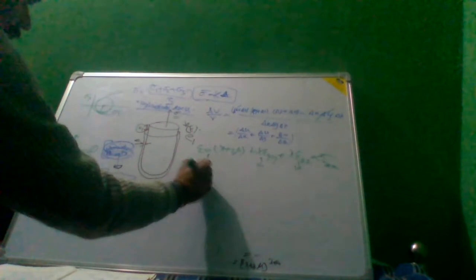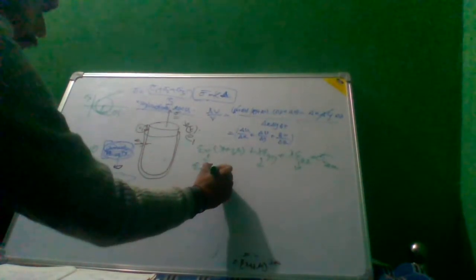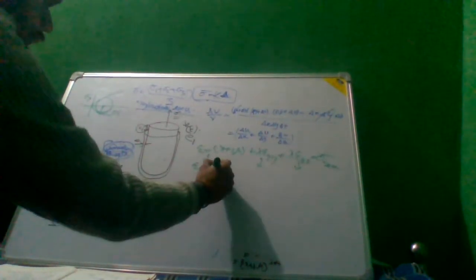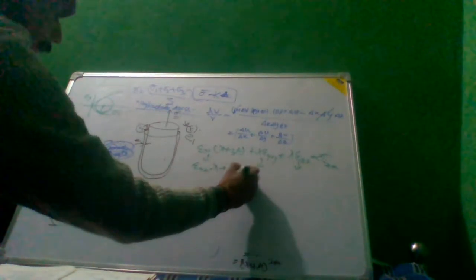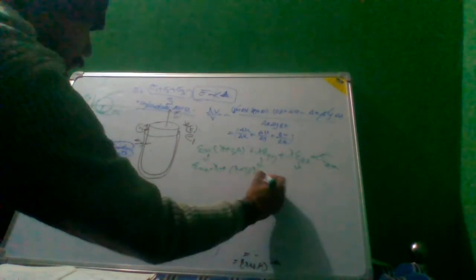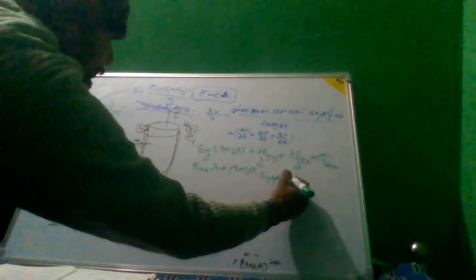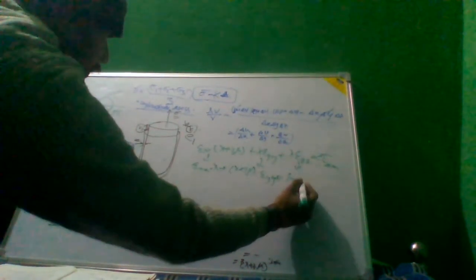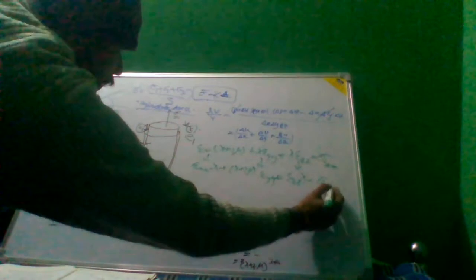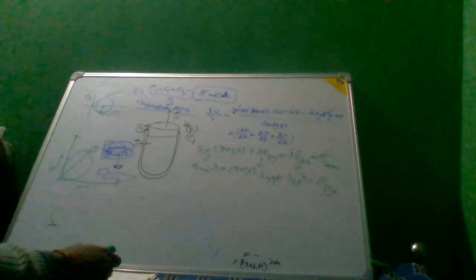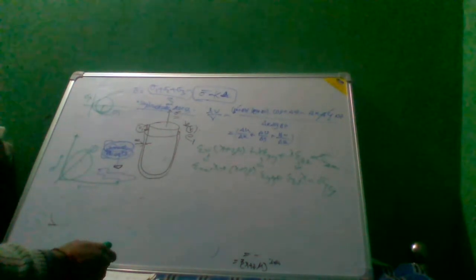And like that you can also analyze this: Exx into lambda plus 2 mu into Eyy plus Ezz into lambda will be sigma yy, and for sigma zz it will be Exx into lambda plus Eyy into lambda plus 2 mu into Ezz.